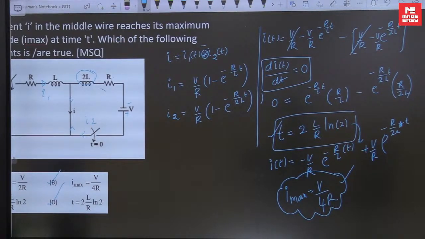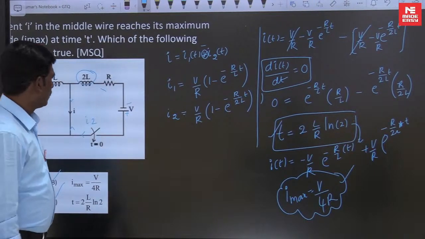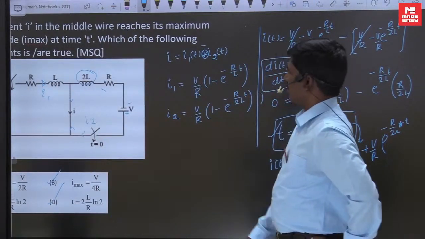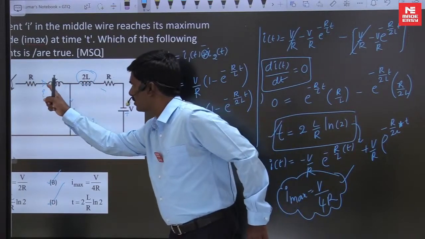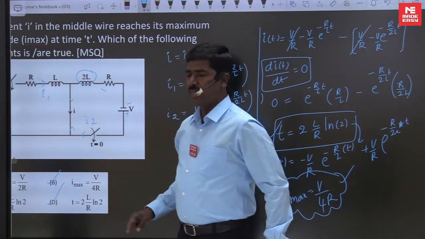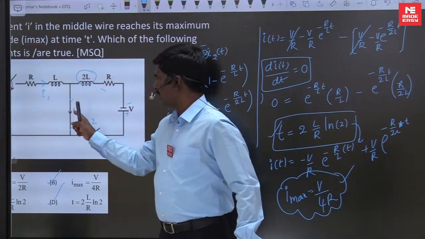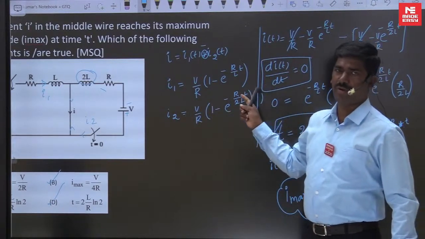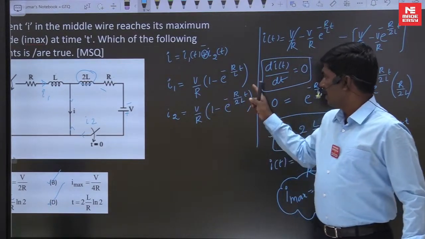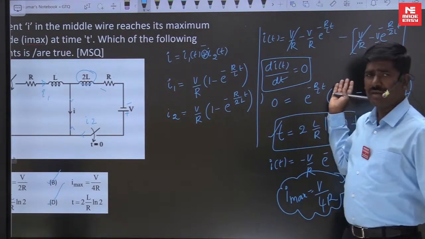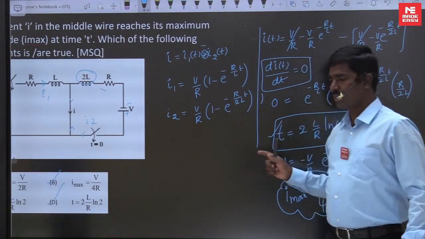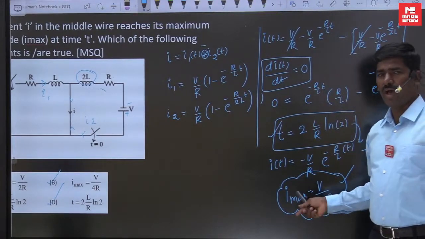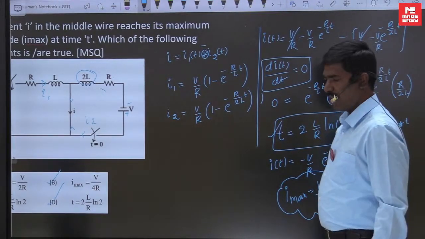Please write a direct expression using the total combined source at a time. Okay, there are two sources here. For the short circuit branch current, I1 is incoming, I2 is opposite to I, so I is equal to I1 minus I2. I1 expression we can write directly: final value plus initial value minus final value, e power minus t by tau. Either way it is the same. Then you have to add, differentiate, you get the answer t is equal to this, and substitute, you get I maximum value is V by 4R. Okay.